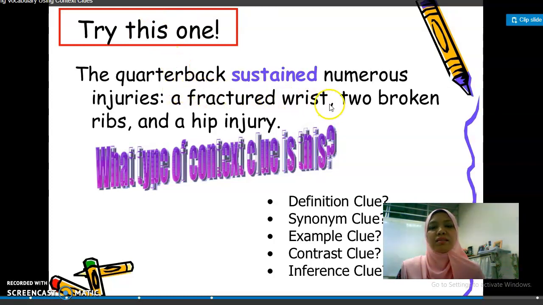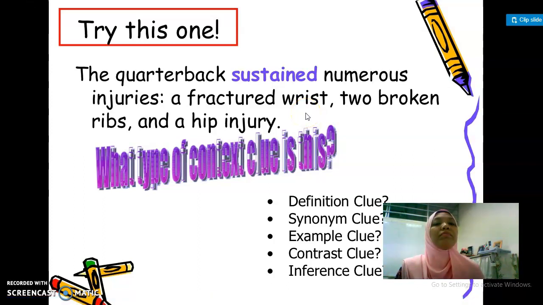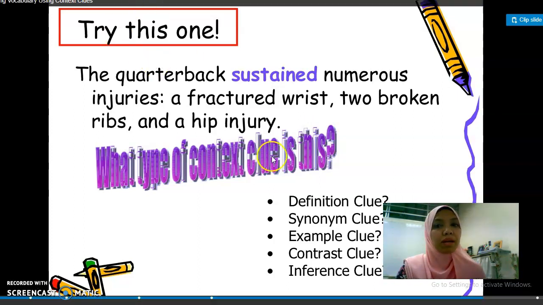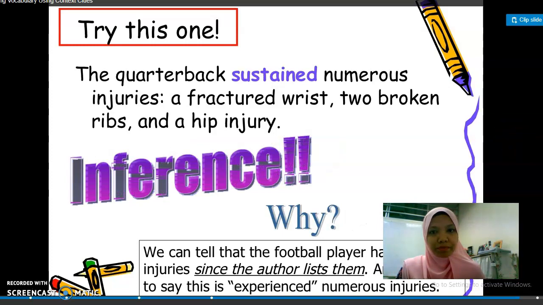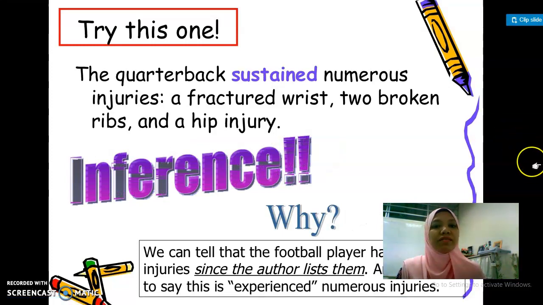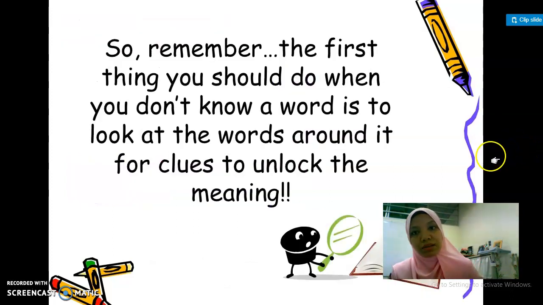The quarterback sustained numerous injuries: a fractured wrist, 2 broken ribs, and a hip injury. The word here is sustained. When the sentence lists a fractured wrist, 2 broken ribs, these are the injuries, so it means something that is being experienced by the quarterback. Quarterback here means the player of the game. We can tell that the football player had many injuries since the author lists them. Another way to say this is experienced numerous injuries.